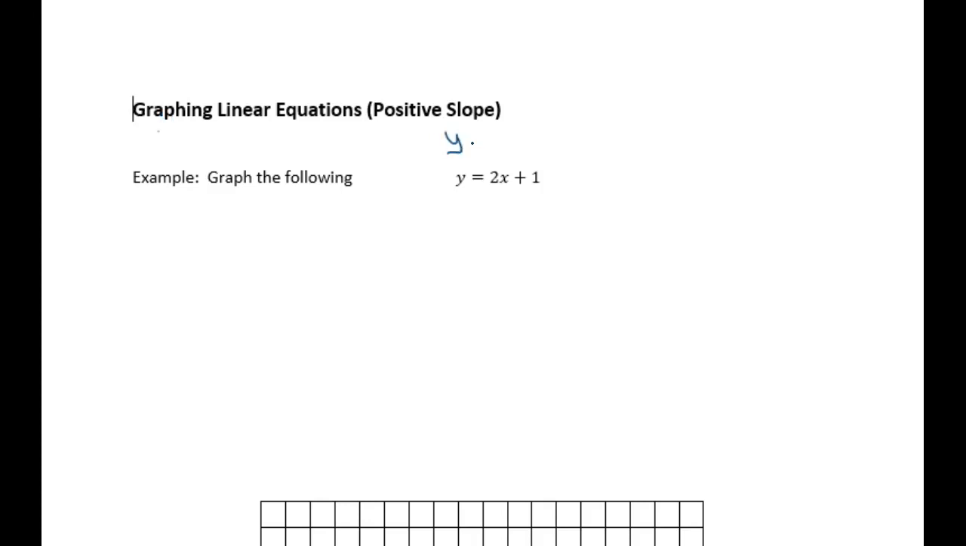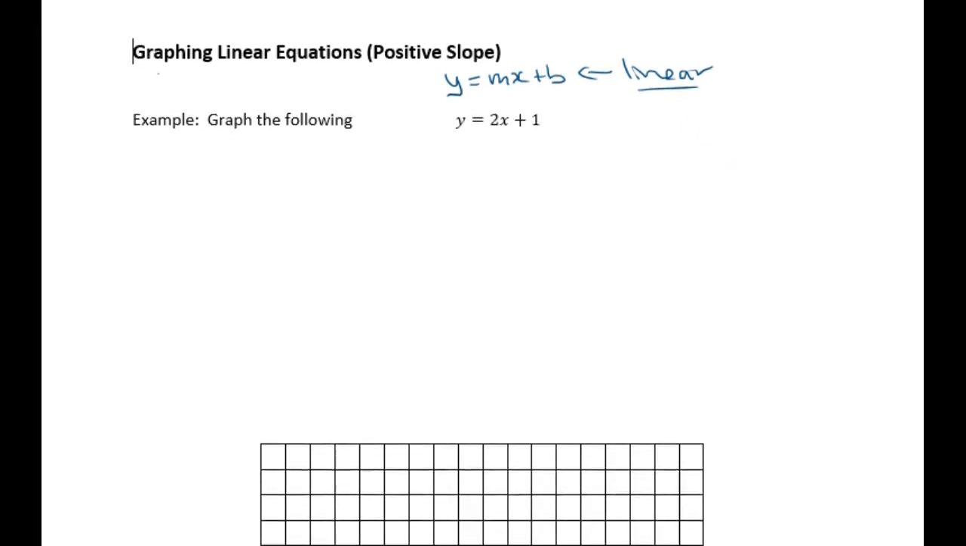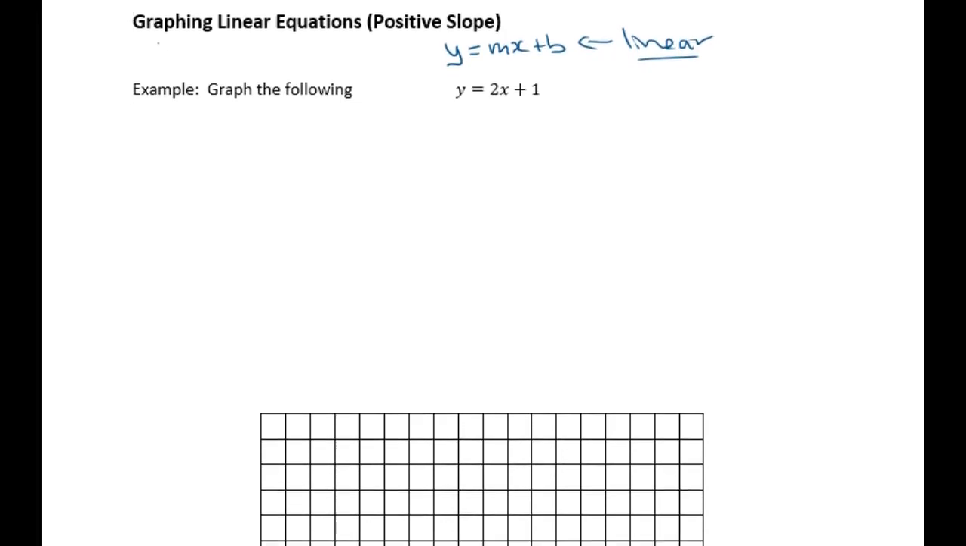If we look at it in the model of y equals mx plus b, we do have it in the linear format. We don't necessarily have to directly know that to do the graphing process, but it's nice to know that it should be coming out as a linear relationship. So we are going to graph it using the table of values method.